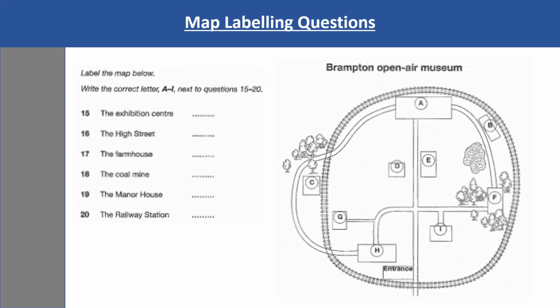In some maps you are given a list of words and you have to choose the correct word to fit in the map. Other times you will be just given some gaps and you need to listen to and choose the right word from the listening audio. You'll get 30 seconds to read the questions before you listen to the audio.